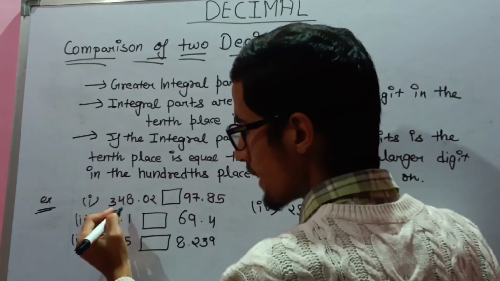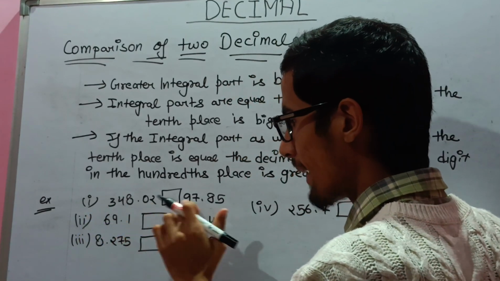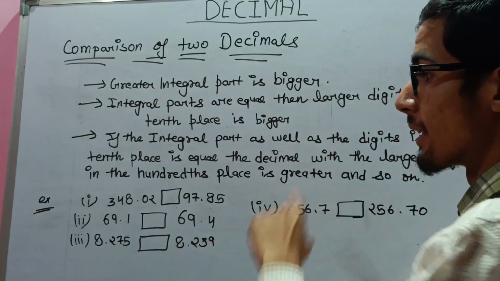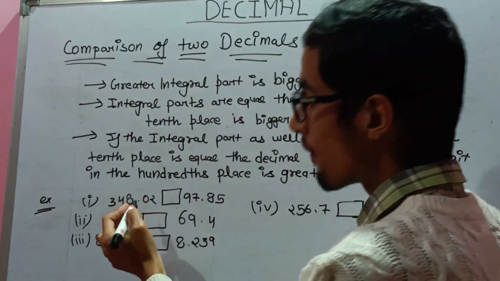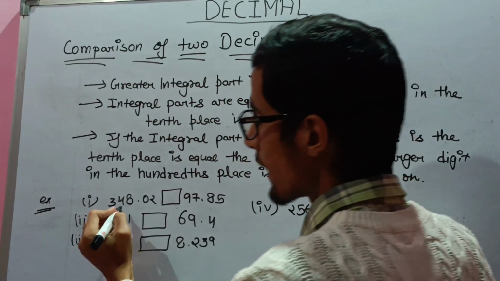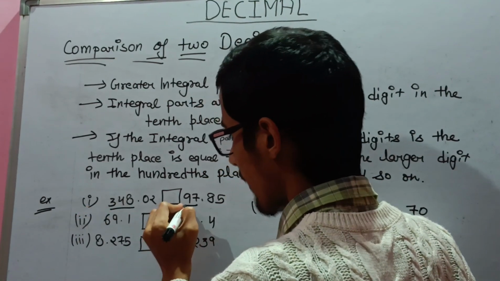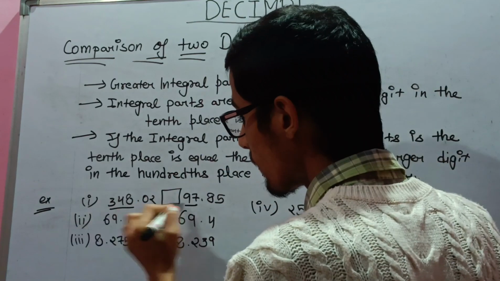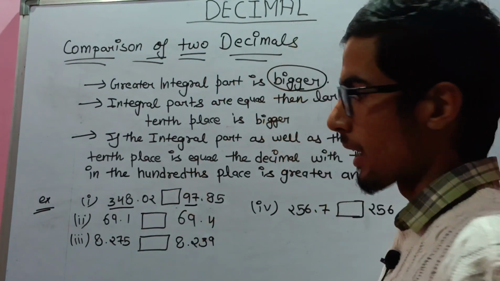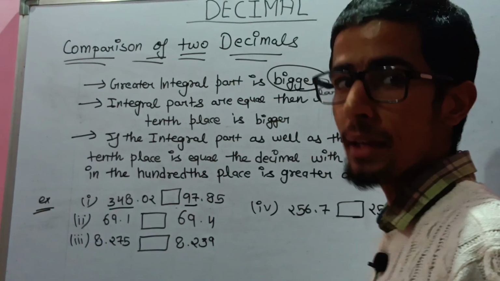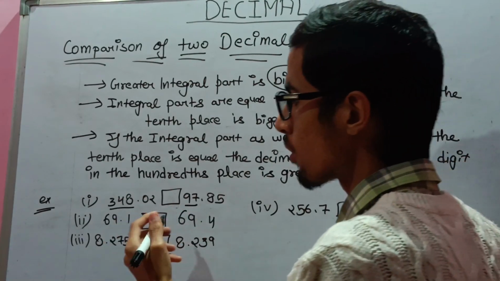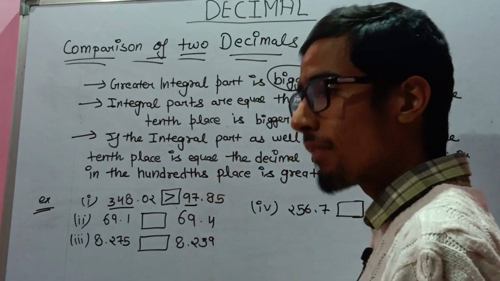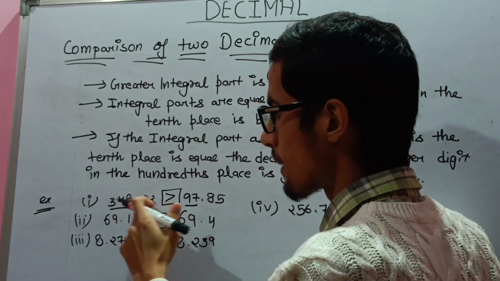The first example is 348.02 and 97.85. The greater integral part is bigger. The integral part is before the decimal, so the integral parts are 348 and 97. Which integral part is bigger? The 348 part is bigger. So 348.02 is bigger, even though we cannot see the part after the decimal.